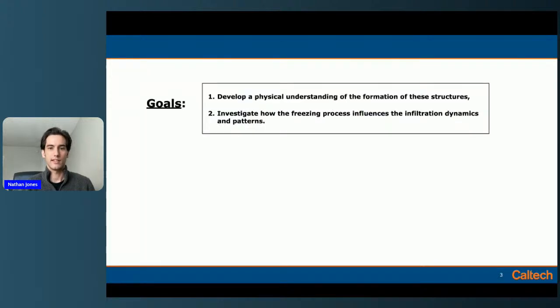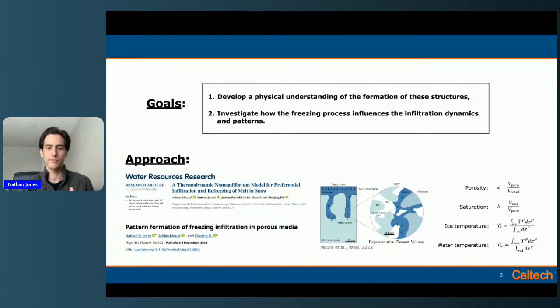And so really, we're interested in developing an understanding of how these structures are formed in these porous snow systems, and then also looking at how these structures influence the infiltration dynamics of this gravity-driven flow in these porous ice systems. And so we do this primarily right now with the numerical simulations. So I'm going to briefly just run through the model, and we can get into some of the results here.